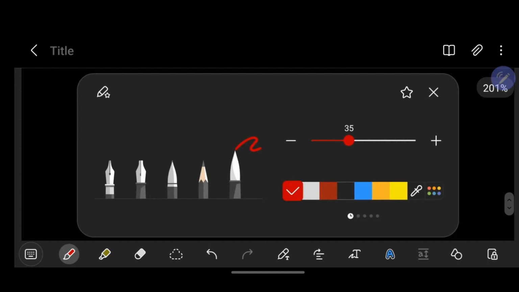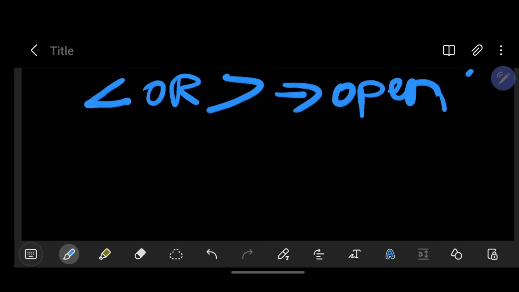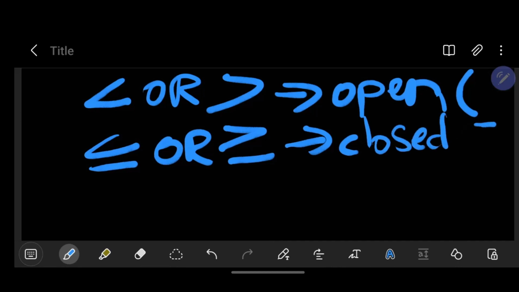Okay, so let's look at the simple rules. I took you through the 3 types of interval notation, but let's look at the rules, especially when it comes to inequalities. A few things to remember: if we have less than or greater than, this is open, so we'll always use round brackets. If we have less than or equal to or greater than or equal to, this is closed, and we'll have square brackets.